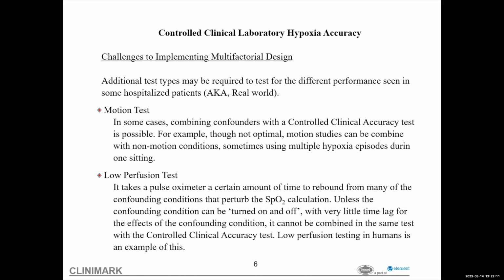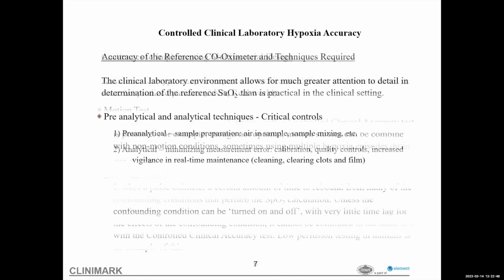You really, or at least you have to pause and let things settle out before you can actually look at the actual best case accuracy of the device if you're doing a motion test. Low perfusion is probably an area, for example, that we cannot combine with the best case accuracy performance of the device because of the perturbation that is impacting the SpO2 calculation. So we're really kind of restricted to only testing best case accuracy and removing all of the other influences.